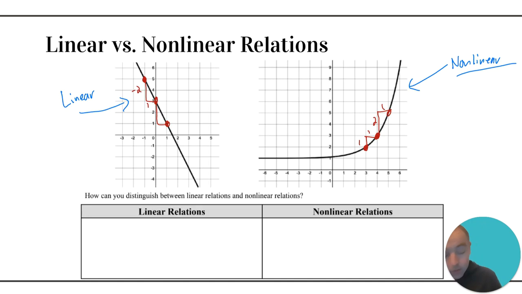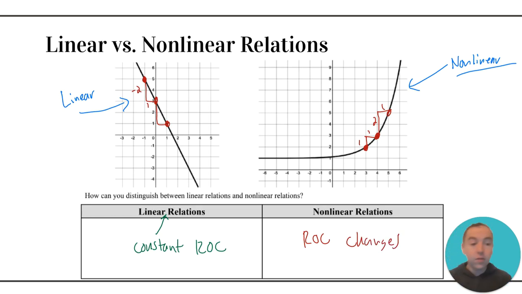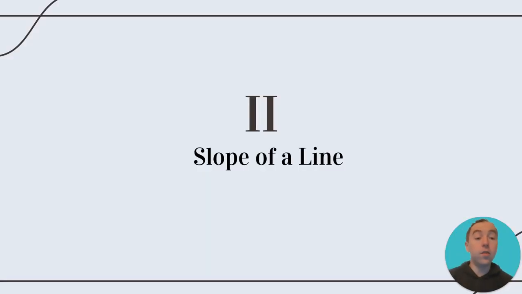And so ultimately, to distinguish between the two of them, in a linear relation, you're always going to be able to see a rate of change that remains constant throughout the entire duration of that relation. And then in a nonlinear relation, you'll see that the rate of change ultimately changes, right? So there's going to be at some point where the slope between any 2 points is going to be different than any other 2 points, right?